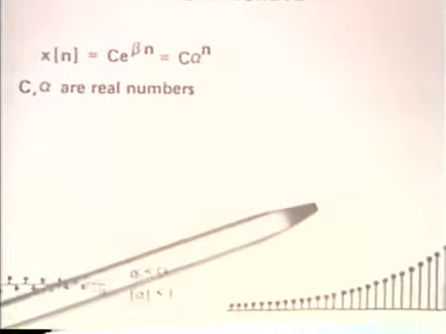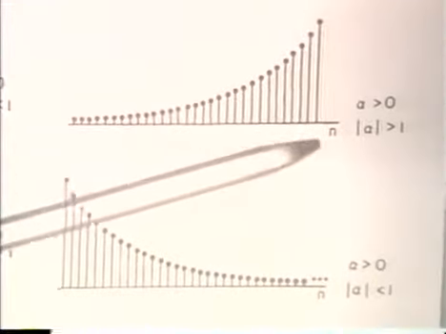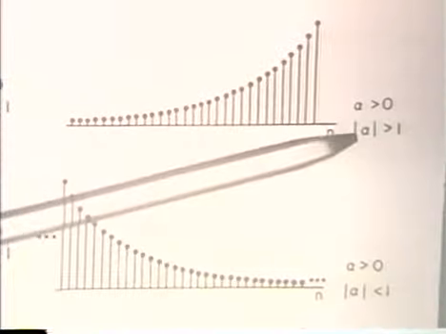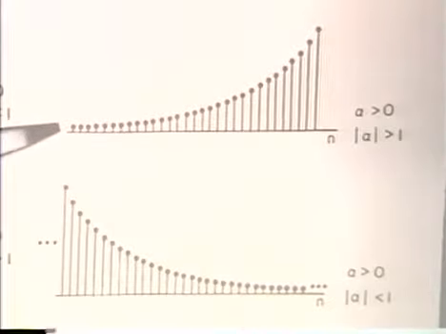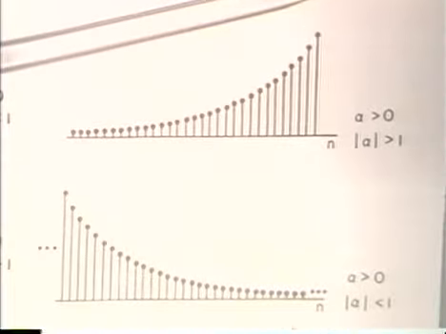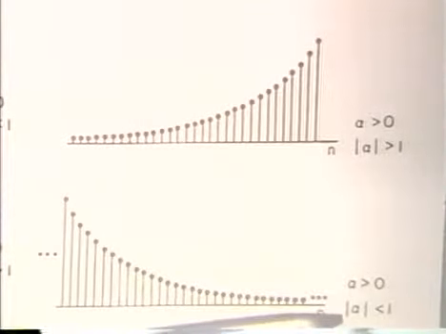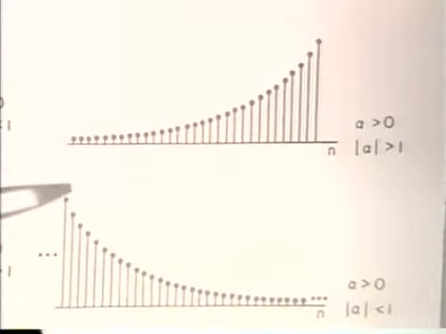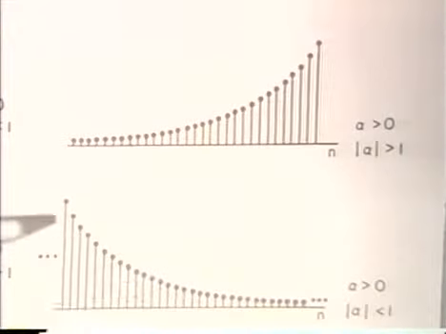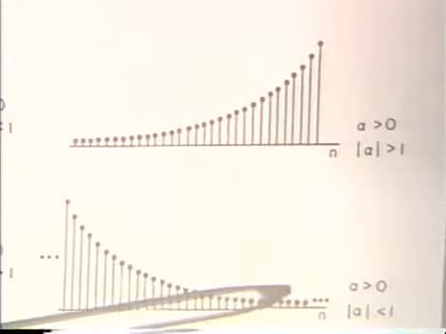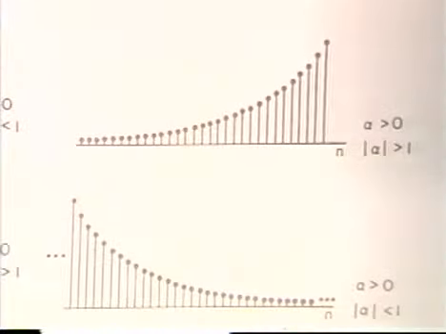Here, for example, we have for alpha greater than 0, first of all, on the top, the case where the magnitude of alpha is greater than 1, so that the sequence is exponentially or geometrically growing. On the bottom, again with alpha positive, but now with its magnitude less than 1, we have a geometric progression that is exponentially or geometrically decaying. Okay, so in both of these cases, alpha is greater than 0.